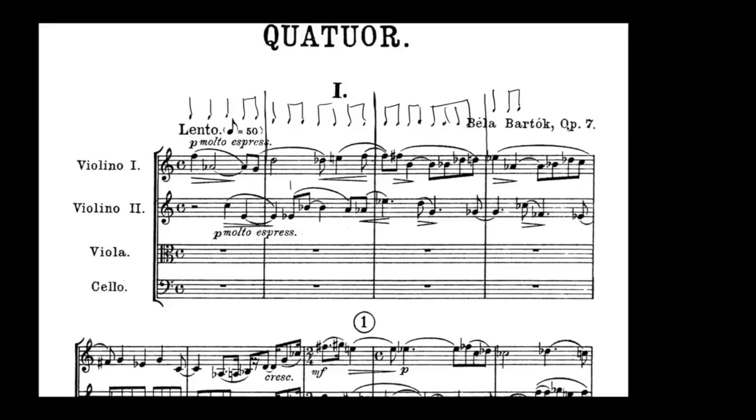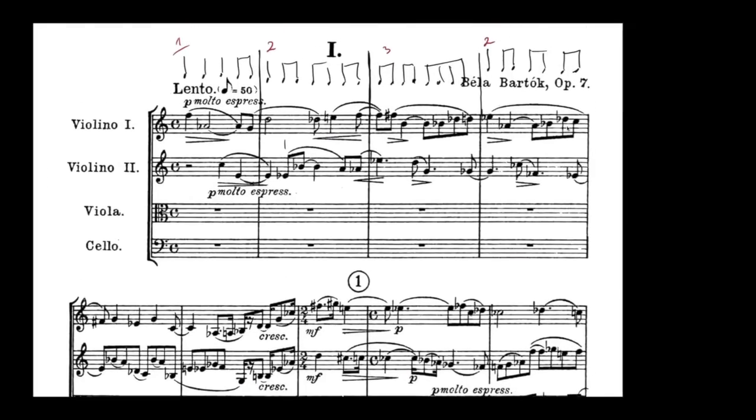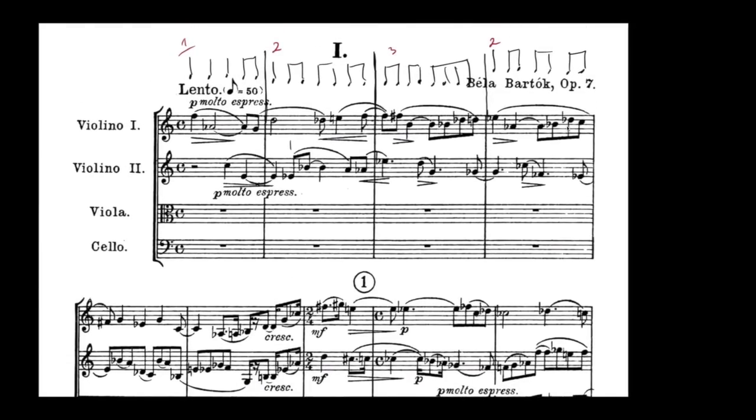That's lined up with the C flat. Okay, so we go back and we say this is kind of like rhythm number 1. This is rhythm number 2. This is rhythm number 3. Here we have rhythm number 2 coming back. And then we have rhythm number 3.